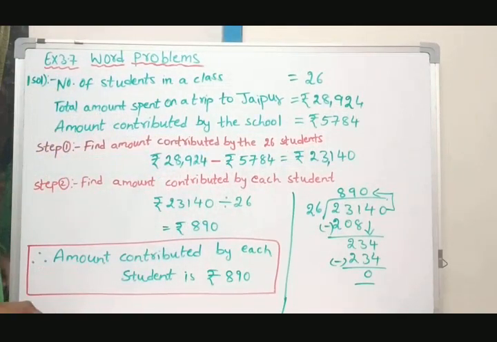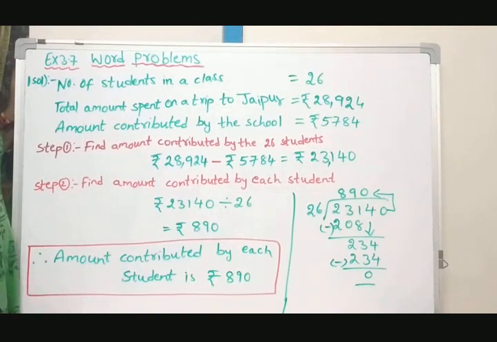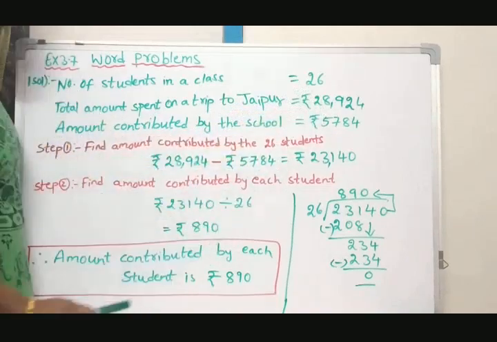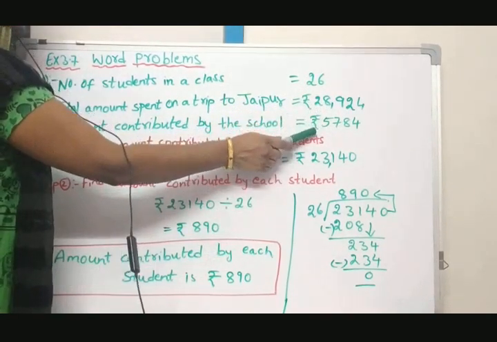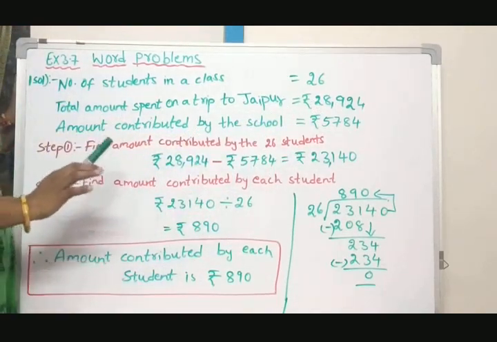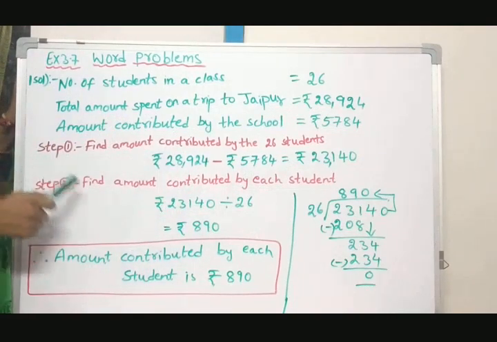So first what we need to do, by using the keyword each, we should identify it is a division operation. It has to be performed. So can we do it directly? Can we divide the total amount directly by 26? No, because this amount also has the amount contributed by the school. So first we need to find out the amount contributed by the students.